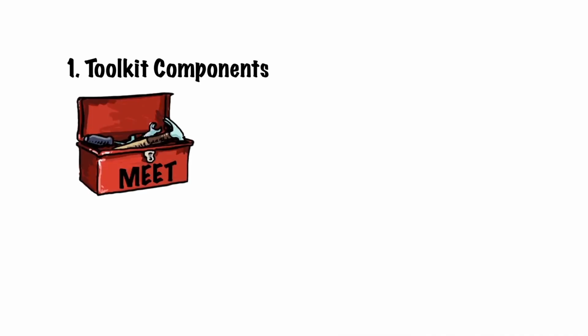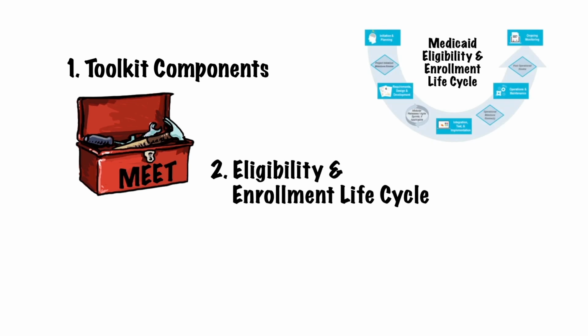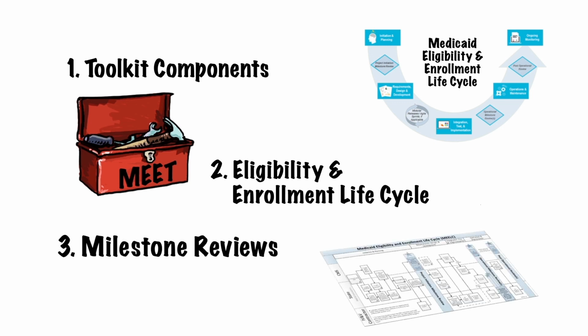To recap, in Section 1 we toured the Toolkit's components. In Section 2, we looked at the Medicaid eligibility and enrollment lifecycle and how states can align with it. And in Section 3, we examined how states can prepare for milestone reviews.